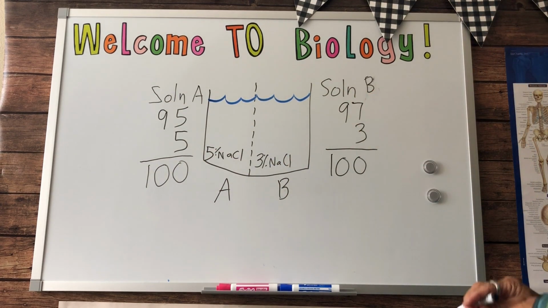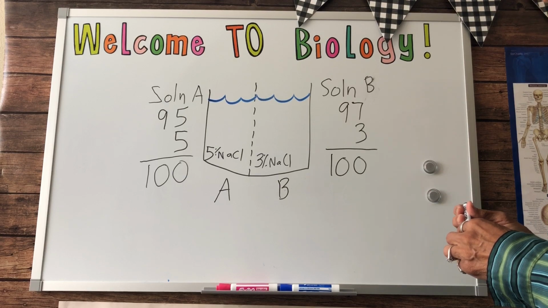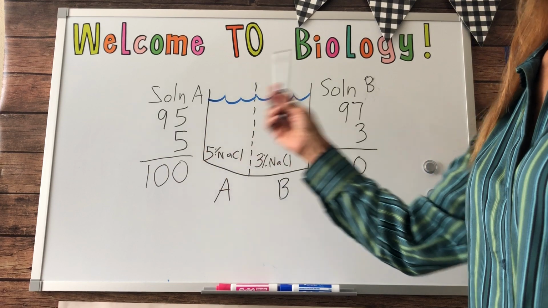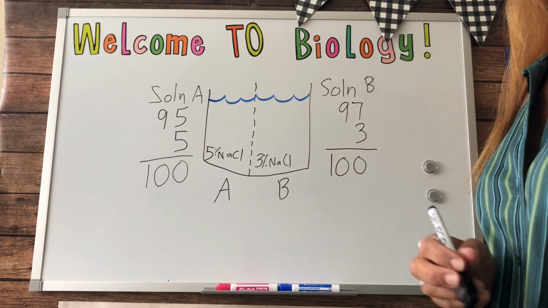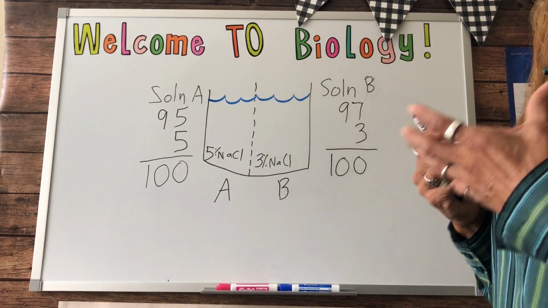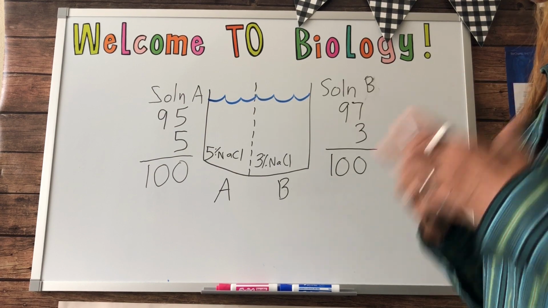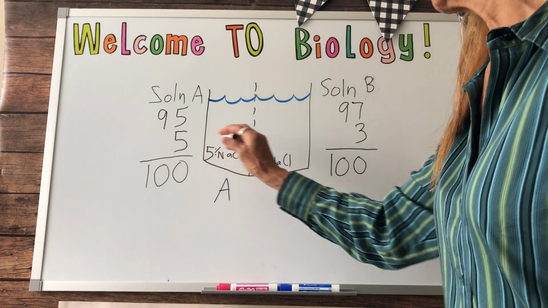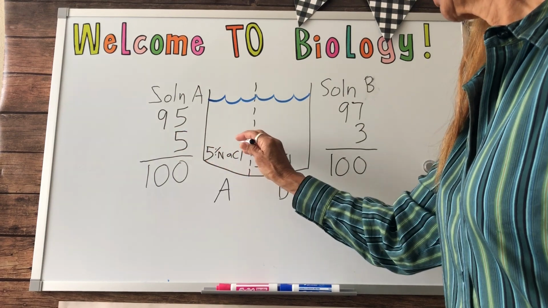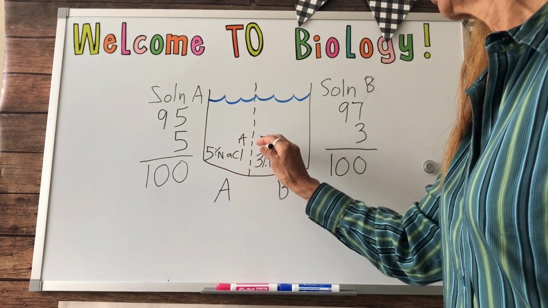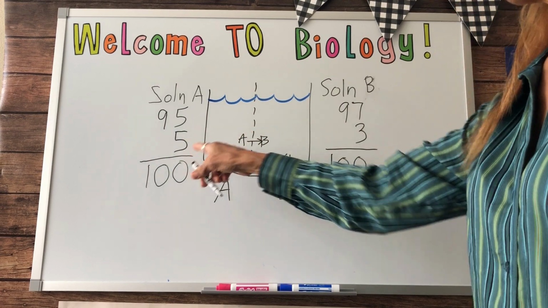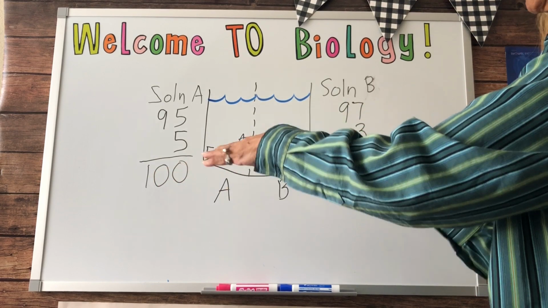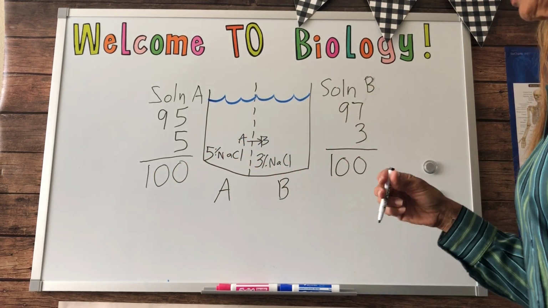The question might ask you, which way will the salt go? Since we have a higher concentration here and a lower here, we know that diffusion is when a substance moves from a higher concentration to a lower concentration. So in this case, the salt would go from A to B, because we're going from 5 to 3. Eventually it would be 4 on this side and 4 on this side, and it would be in equilibrium, and we wouldn't have any net movement.